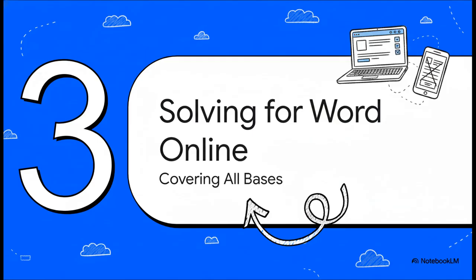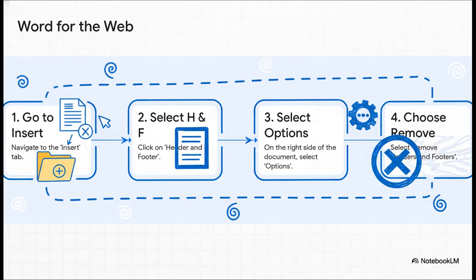Now, of course, not everyone is using the desktop version of Word. If you happen to be working in your browser with Word for the web, the process is a little different, but it's just as easy once you know where to look. So if you're on Word Online, your game plan is slightly different. You're still going to go to the Insert tab and select Header and Footer. That opens up the editing view, but now look over to the right side of your document for a little button that says Options. Click that, and you'll see the choice to remove headers and footers. One click, and your entire online document is clean.